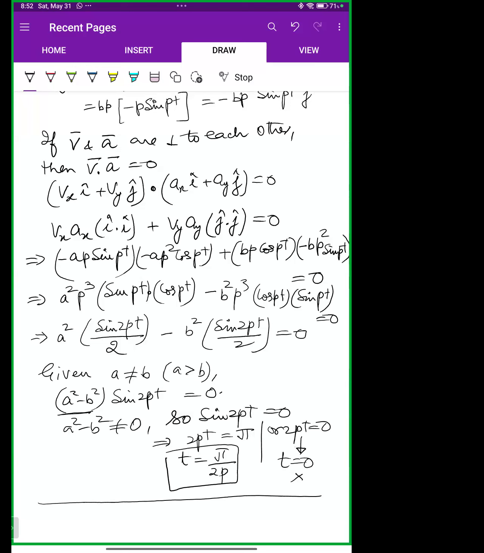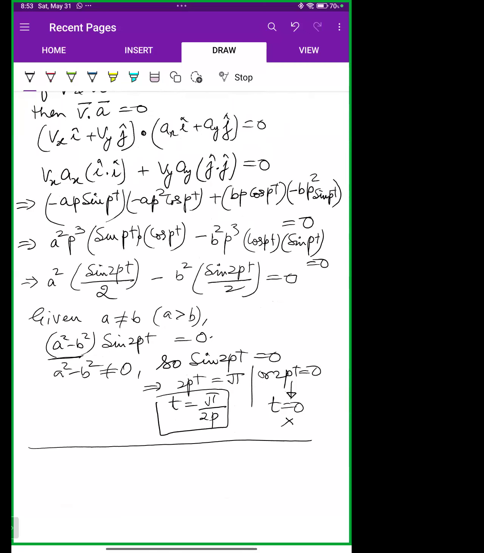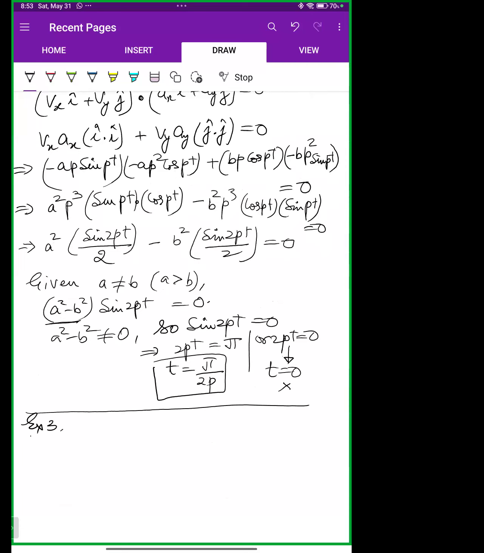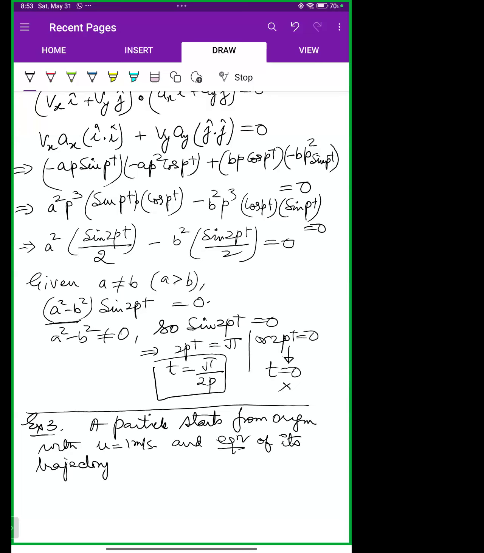Starting from the time t equal to 0 from the origin with a speed of 1 meter per second, a particle follows a two-dimensional trajectory in the xy plane so that its coordinates are related by... a particle starts from origin with u equal to 1 meter per second, and the equation of its trajectory is y is equal to x square upon 2.